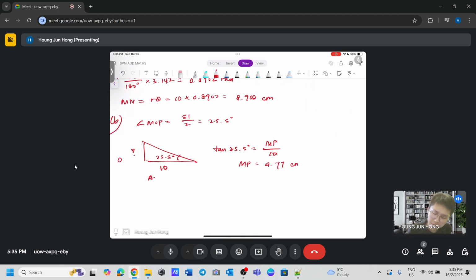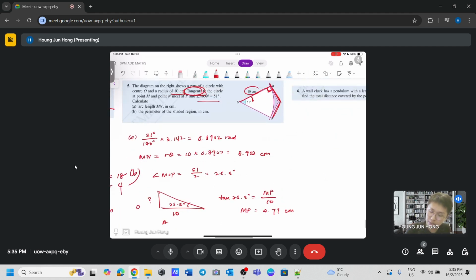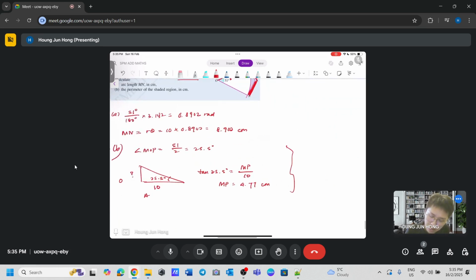So you have 4.77 already, and then you just have to add. There are two of them, by the way. This one and this one is the same thing. So this and this is symmetrical. You calculated one side, you get the other side. So put everything together, you have perimeter at 8.902 plus 2 of the 4.77. So you get 18.44. Okay, that's it for this question.